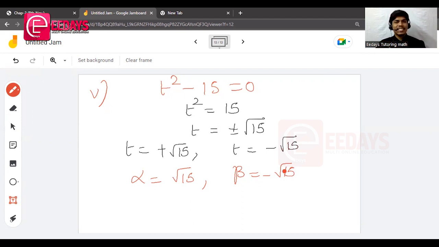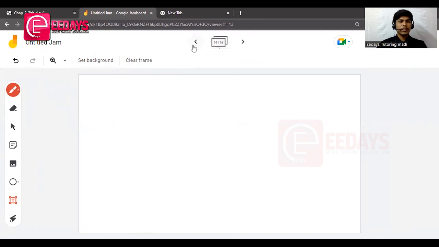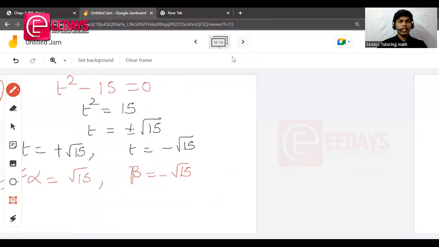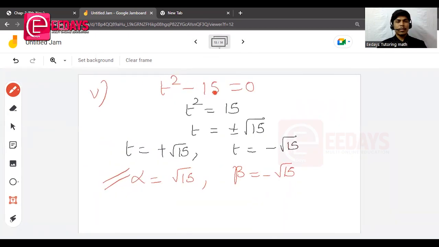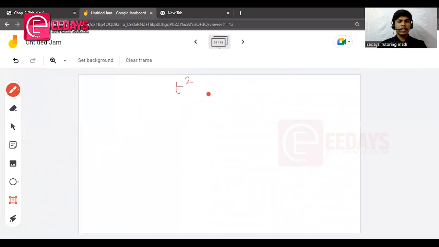All right. Now we already got alpha, beta. Now our job is to find the a, b, c values. How to find the a, b, c values? Let's do it here. Don't complicate it ourselves. In t square minus 15, t square has the coefficient of power 2, and 15 is the constant term. Then what is missing here? 0 into t, the t coefficient is missing.